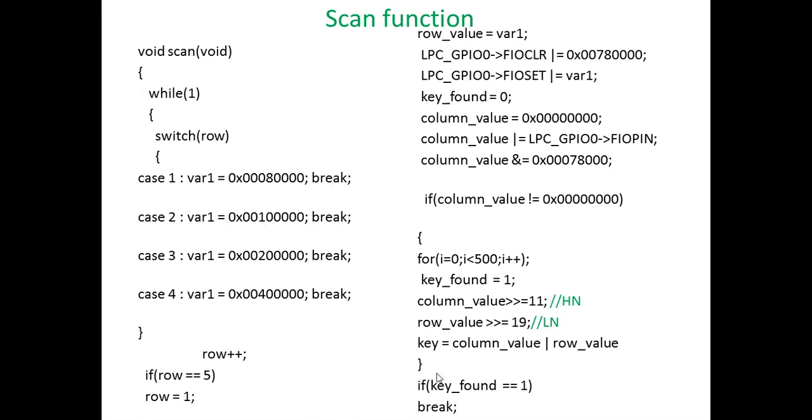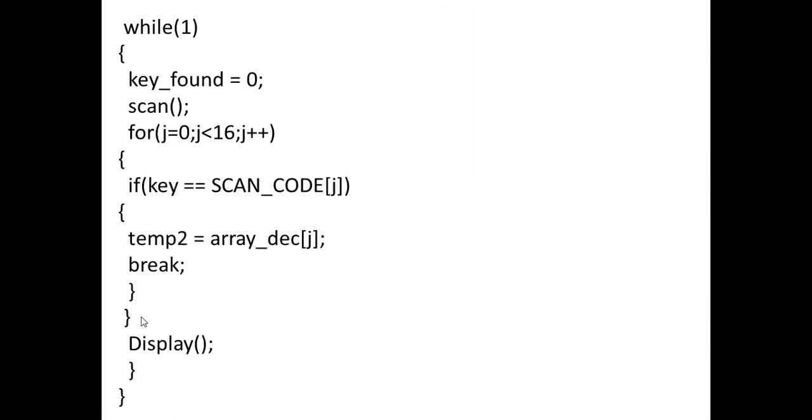If a key is pressed, the key which is pressed will be identified in the main program. If the key is not pressed, this process will be repeated. Okay, we'll go back to the main program. So after the break, your program control will go back to the main program. Here this is an iteration. Since there are 16 keys, in this iteration we have to find which key among the 16 is pressed by matching the key value with the element value in the array scan_code.